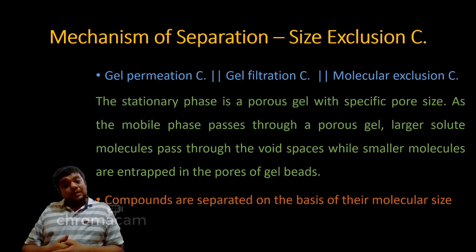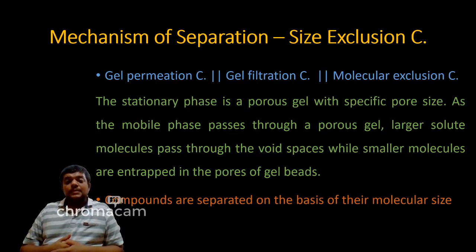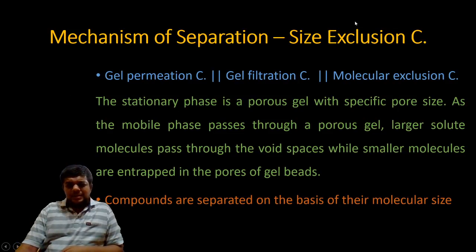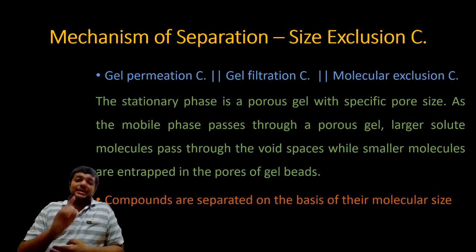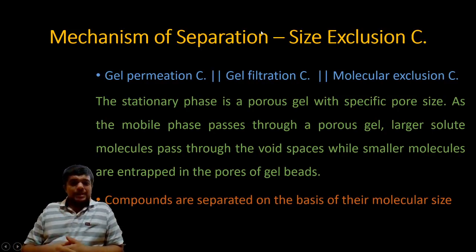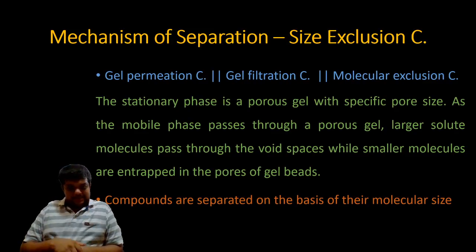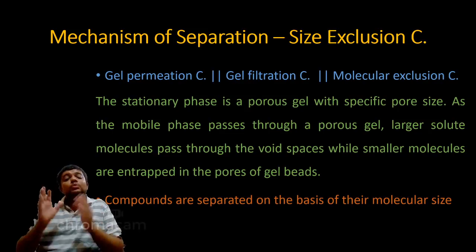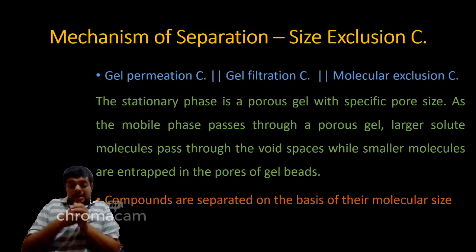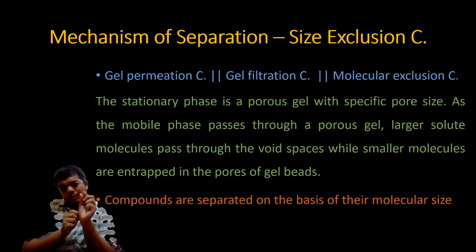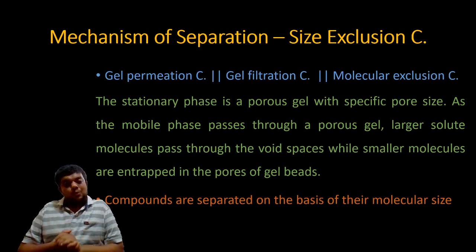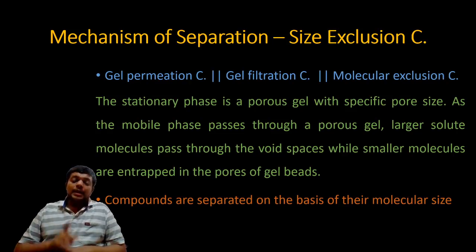Friends, size exclusion chromatography is also known as gel permeation chromatography, gel filtration chromatography, and molecular exclusion chromatography. All these names relate to this one technique, depending upon its mechanism of separation. Over here, the stationary phase is a porous gel with a specific pore size. As the mobile phase passes from the top to the bottom of the porous gel, larger molecules pass through the void spaces, while the smaller molecules are entrapped inside the gel beads. You have a bead, it has a small pore, so the smaller molecule will be trapped and the larger molecule will move. So this is how, depending on size exclusiveness, larger molecules are excluded and smaller molecules are trapped inside, and hence it is called size exclusion chromatography.